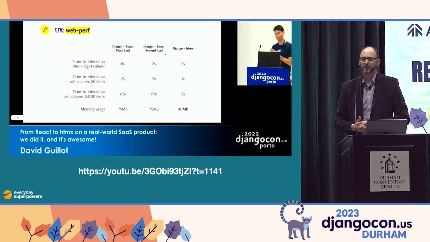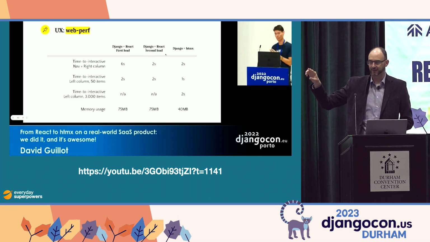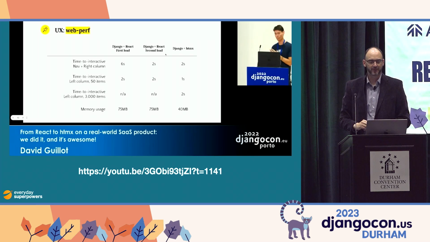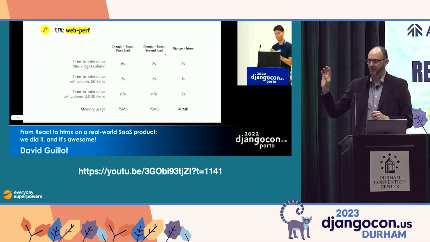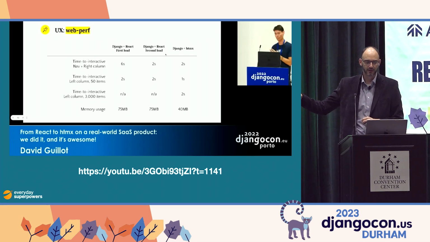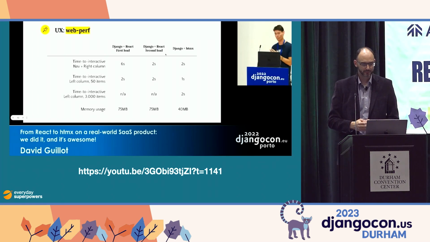Next, he also talked about web performance. He shared some performance metrics where the HTMX version was a clear win. Specifically, and it's probably hard to see at this distance, but on the top left, it shows the time to interactive for the Django and React version could take up to 6 seconds to render, whereas the Django and HTMX version would take up to 2. That's a two-thirds improvement in performance.